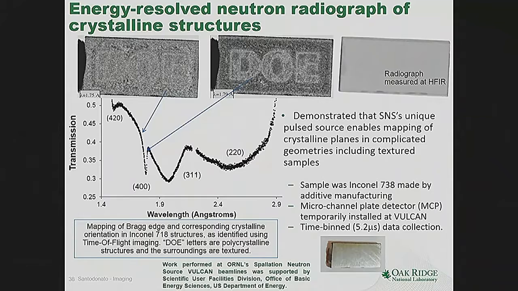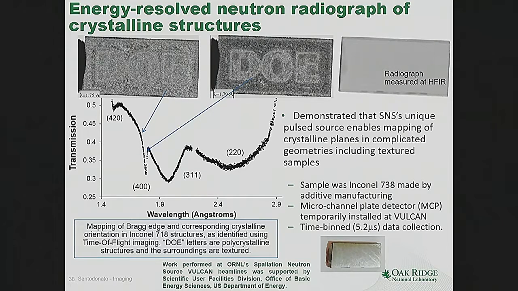Here's an example that makes use of this Bragg edge technique. Let's see, where do I start? Well, let's start here. There's an optical photograph. It's just a hunk of metal. So this is an Inconel metal that was deposited. It was formed through 3D printing, additive manufacturing. And composition-wise, it's a uniform piece. It's really boring. It's just a hunk of metal. So what's this DOE here? How do you see that?